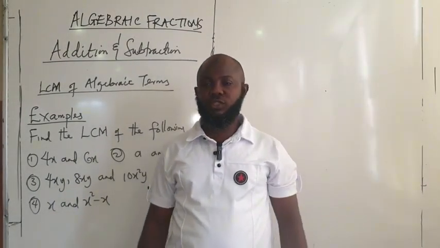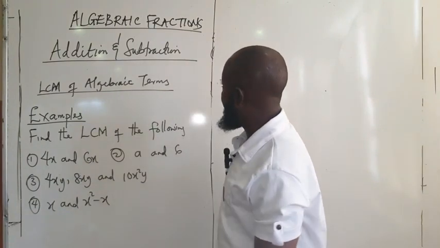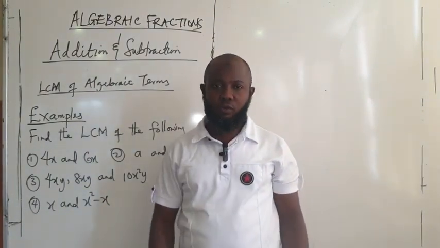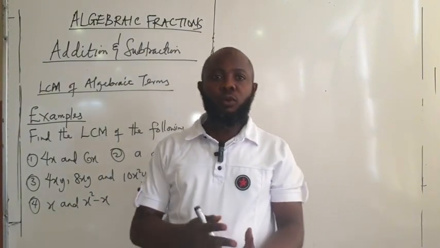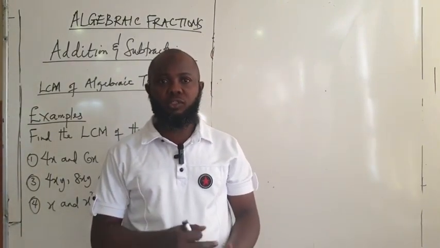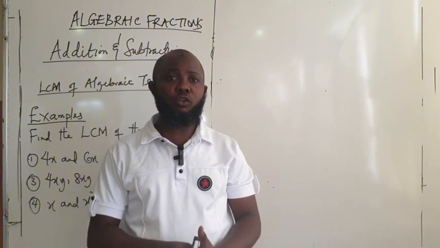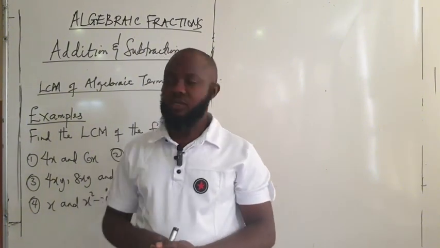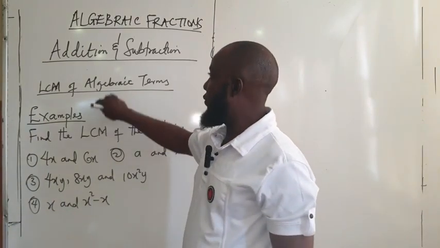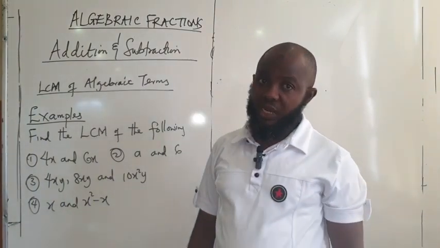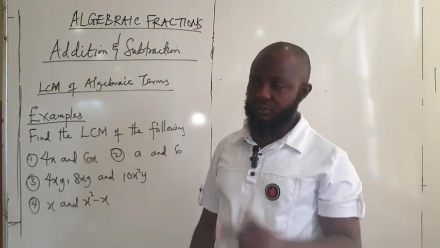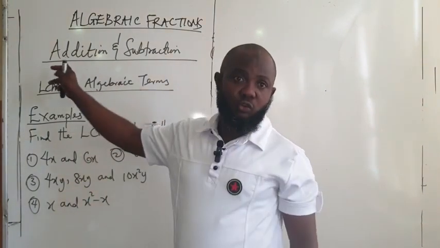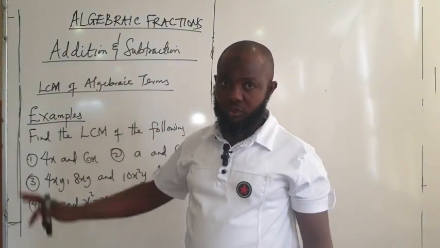So we want to continue. We are still under algebraic fractions. So here I want to look at addition and subtraction of algebraic fractions. Before we look at addition and subtraction of algebraic fractions, we must first of all look at how to find the LCM of algebraic terms. That's what we're going to look at first before we go to addition and subtraction. So we have two objectives. We want to learn how to find the LCM of algebraic terms and how to add and subtract algebraic fractions.